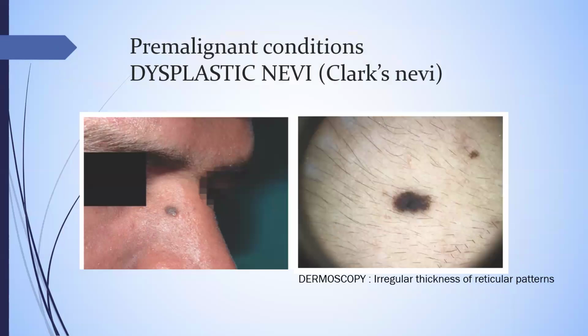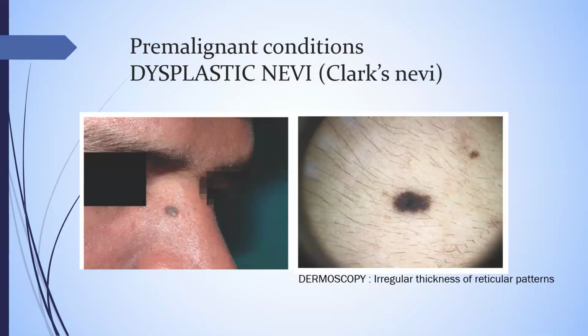And then there is the pre-malignant condition. Especially, I'm talking only about pre-malignant conditions pertaining to melanoma because that is the topic given. So that is something called a pre-malignant condition, where it is not malignant at this point, but it can turn malignant at any point of time.